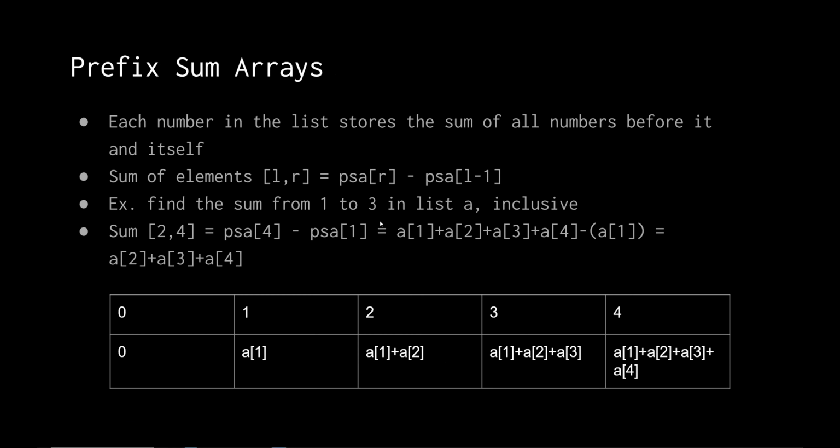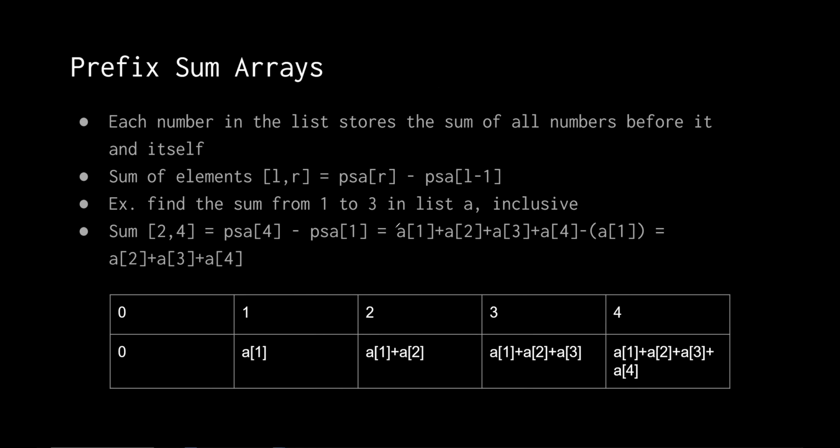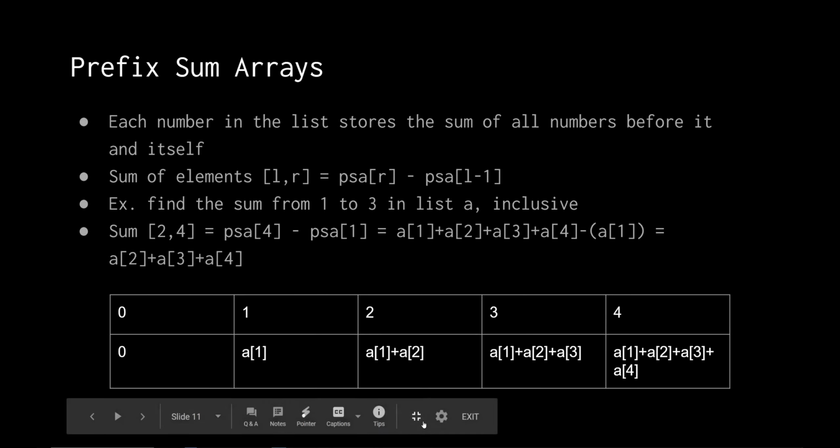Another thing, going back to this, is the reason why the sum is important. Let's say you're taking PSA4 minus PSA1. What you're doing is taking the sum of 4 elements and subtracting the sum of 1 element, which gives you the sum of these 3 elements. And that's essentially how the PSA works. It takes the sum of some elements and subtracts the sum of fewer elements to get your answer.